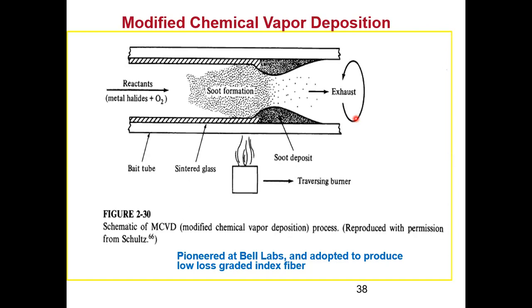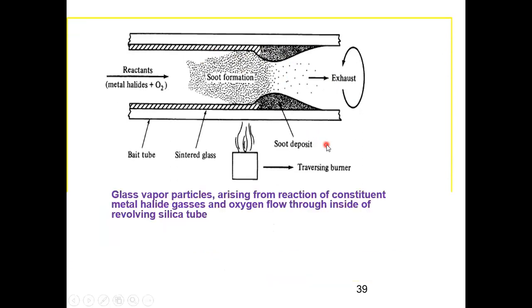So we want that word collapse. The tube collapses. That word was mentioned even in that particular video, if you could hear what that person was speaking. So this tube is collapsing, and then I get the solid preform. So whatever I explained, just read it. It is there in the slide. Glass vapor particles arising from reaction of constituent metal halide gases and oxygen flow through inside of a revolving silica tube. Okay, so this is my revolving silica tube.